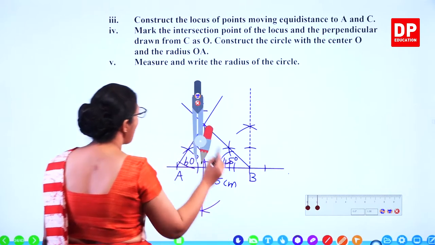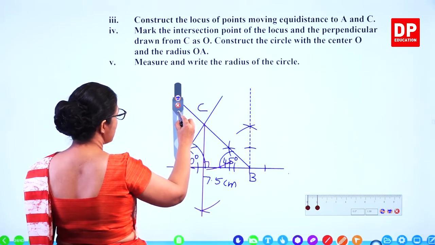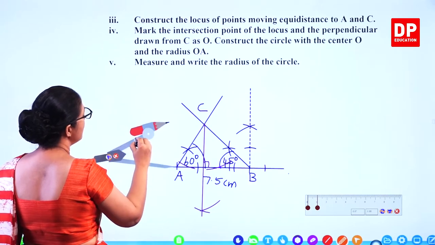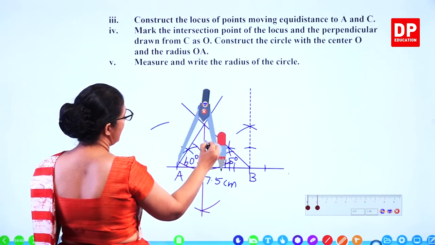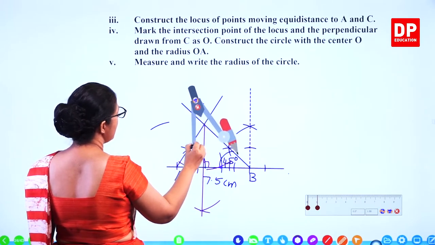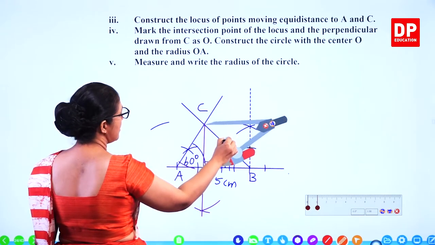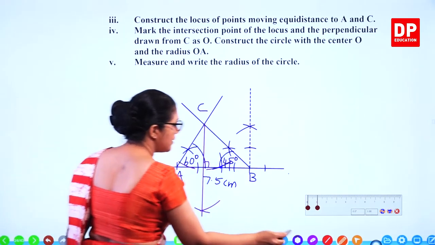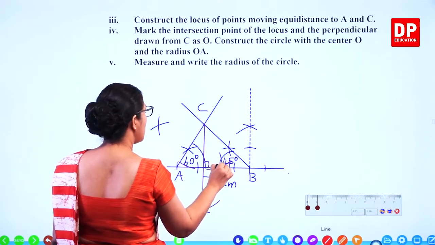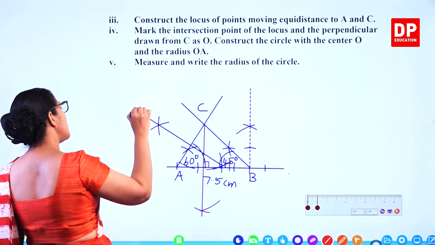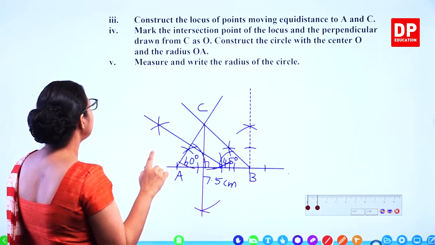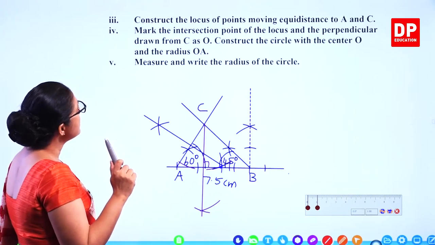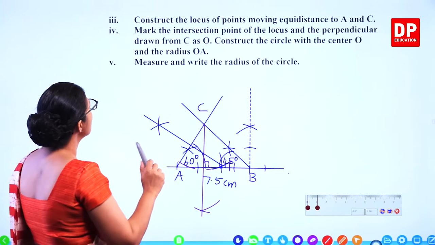So you have to construct the perpendicular bisector to AC. So take a certain distance. You can draw an arc above and below. And then here again from point C you draw the two arcs and then connect. So here this point and this point. So that's the perpendicular bisector for AC.